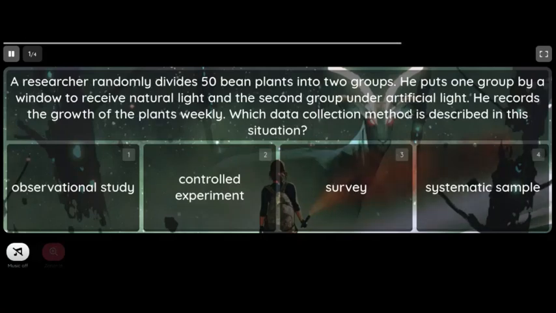So, in this situation, the correct method that's been used is a controlled experiment. Why? It's because a controlled experiment is when we use two different methods to see which one records the growth of the plants weekly, which means which method made the growth of the plants quicker.